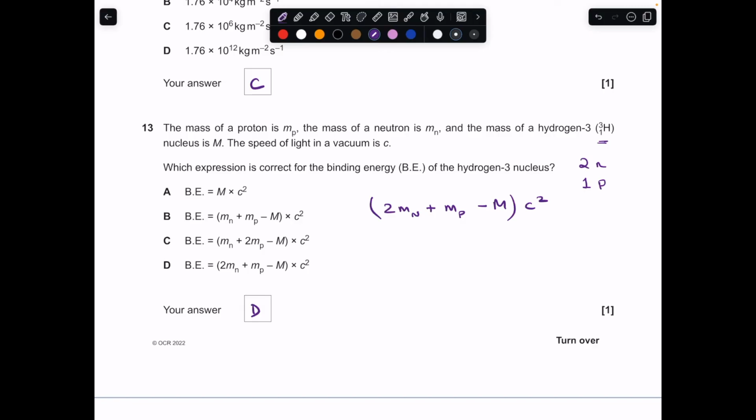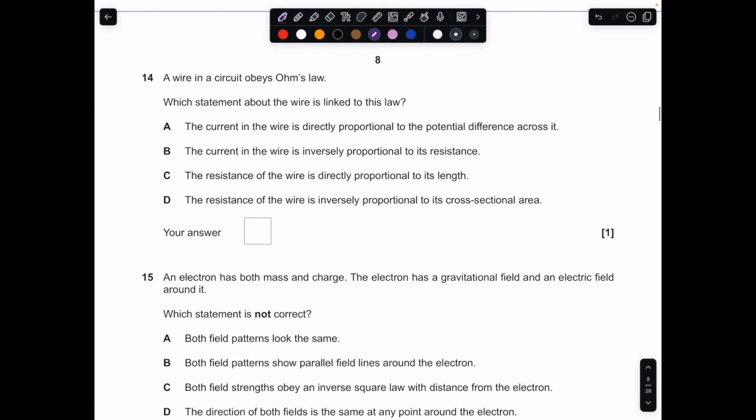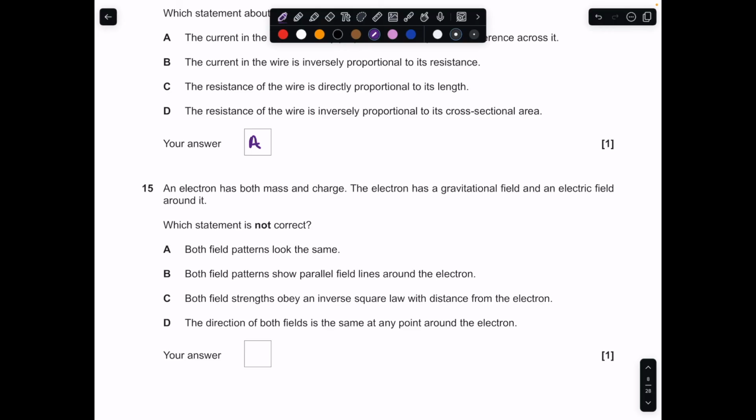Okay, let's move on to our second to last question, which says a wire in a circuit obeys Ohm's law. Which statement about the wire is linked to this law? The current in the wire is directly proportional to the potential difference across it. Well, yes, that's right. So let's move on to number 15. An electron has both mass and charge. The electron has a gravitational field and electric field around it. Which statement is not correct?